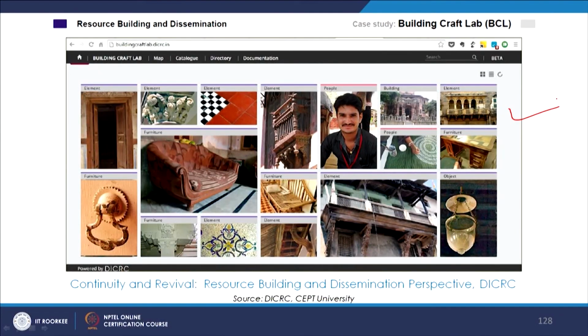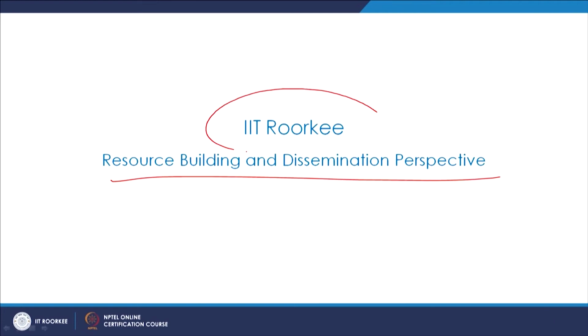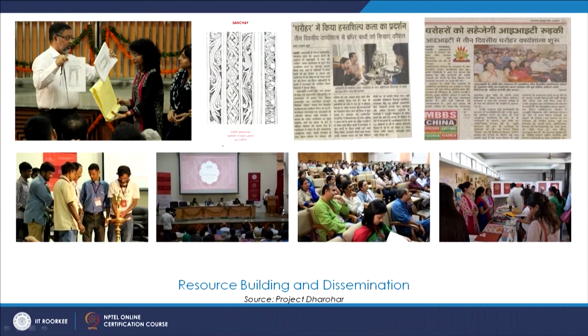And again, some more resource building part, how they create this repository. And we saw some IIT Roorkee work where they focus on the resource building and dissemination part. And very visually we just saw some projects and how the repository is created and how the works are disseminated through media, through different monographs, through different publications, research papers, through some exhibitions, through some online portfolios.